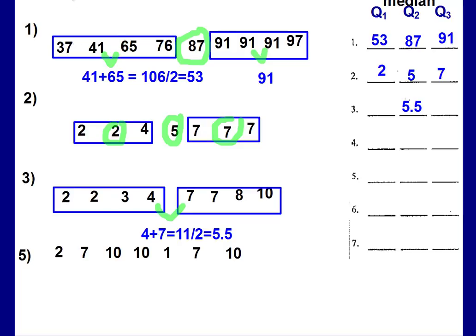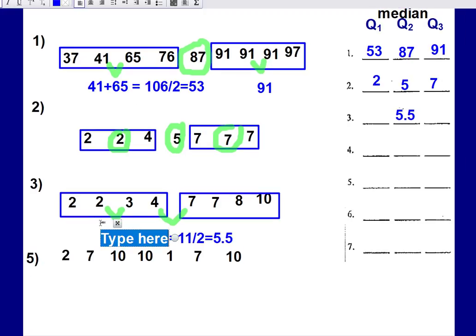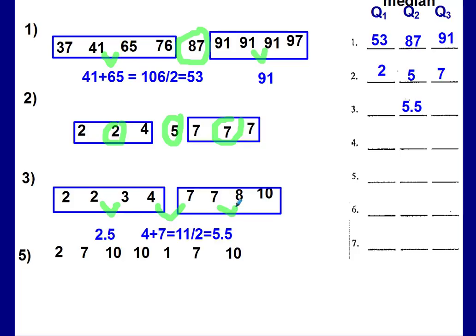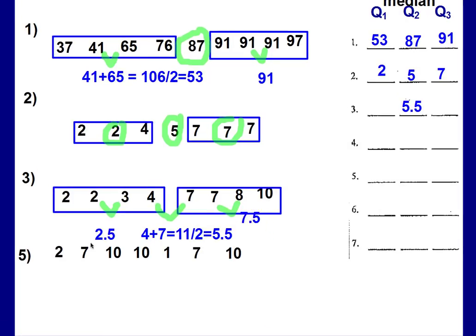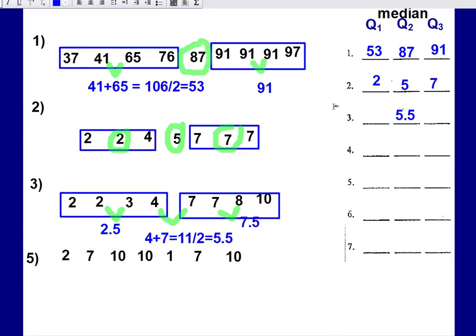Okay, now I need to find the median of my lower and upper halves. So here we go. Our median in the lower half is going to be between 2 and 3, which is 2.5. And the median in the upper half is going to be between 7 and 8, which is 7.5. When the numbers are close together like that, just think of them as being on a number line. What's halfway between 2 and 3? 2.5. What's halfway between 7 and 8? 7.5. So now I can fill in my quartile 1 and quartile 3 on my answer line.